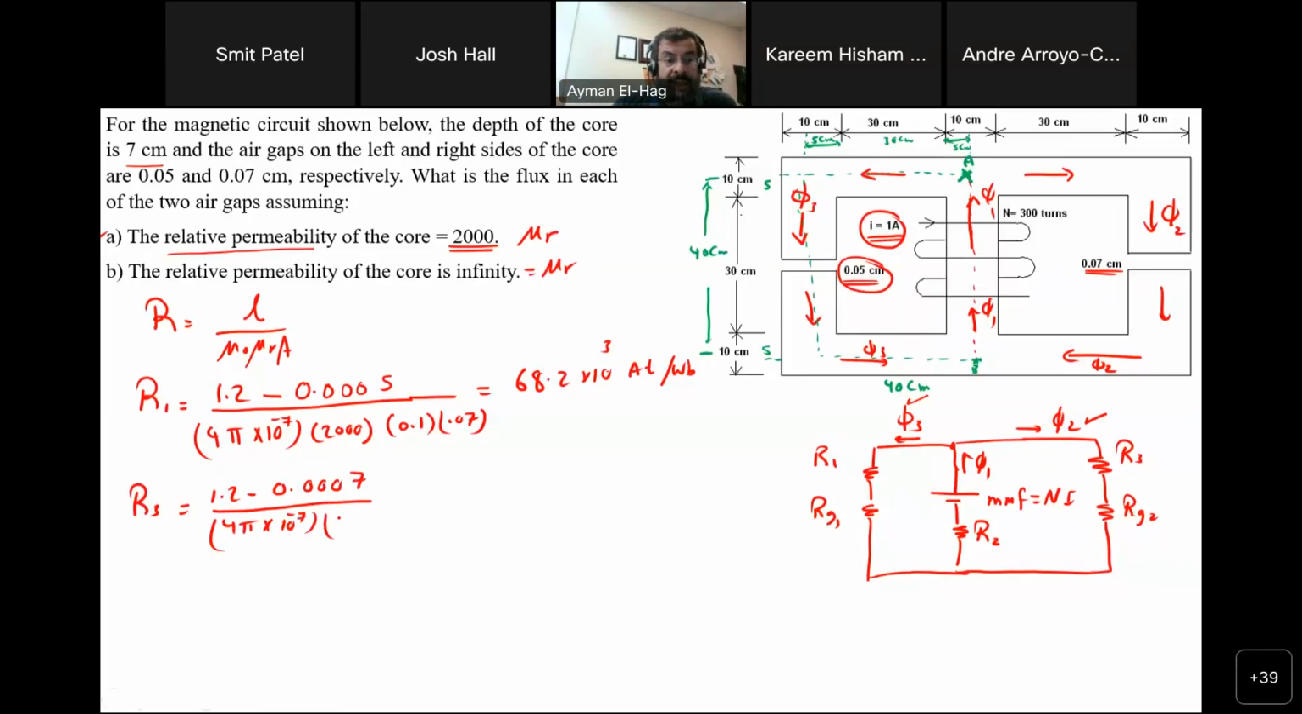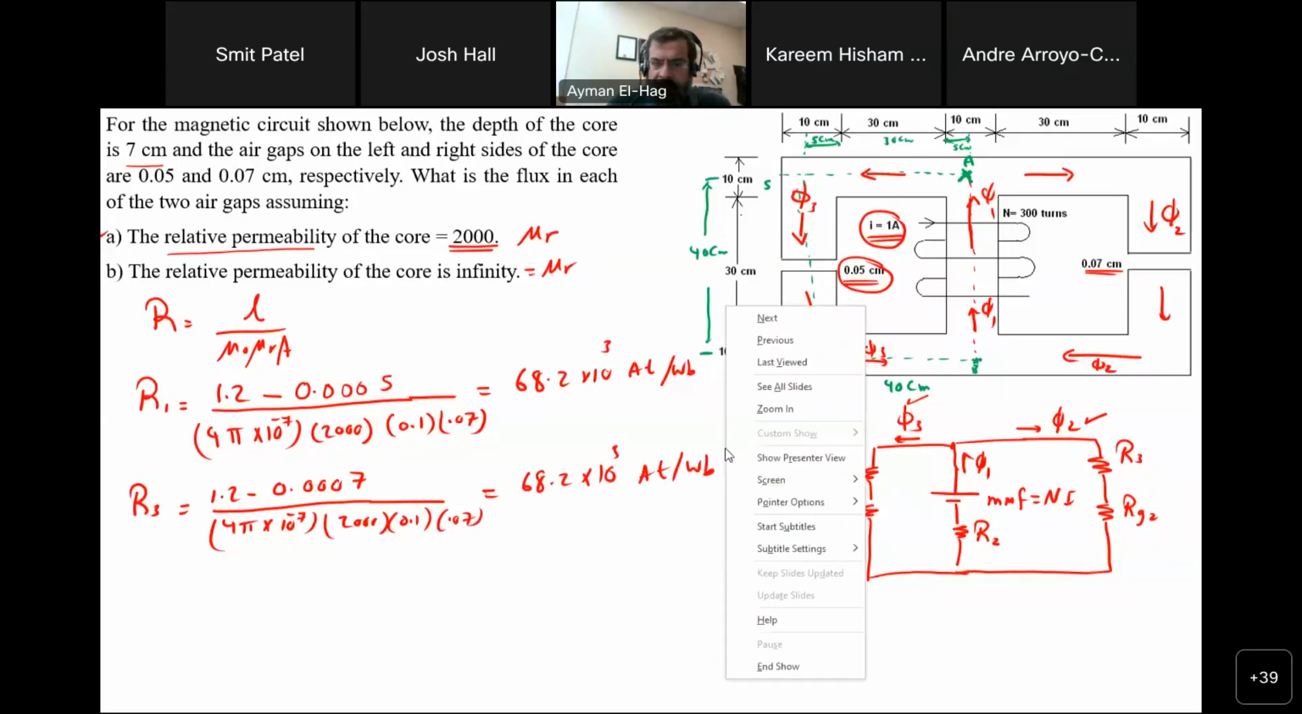Now this doesn't change. 2000, 0.1, 0.07, and we will get almost the same number, because from 0.0005 to 0.0007, if you don't even include it, you will get the same number. So it doesn't really have a big impact. Okay, now we are left with the middle.